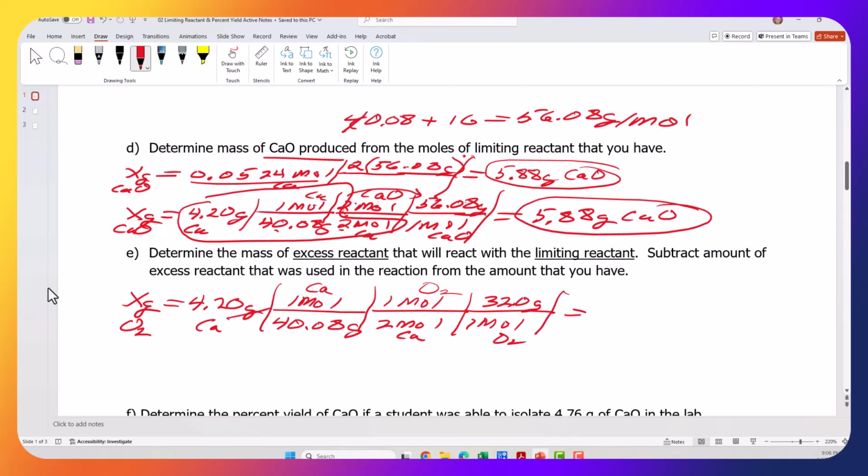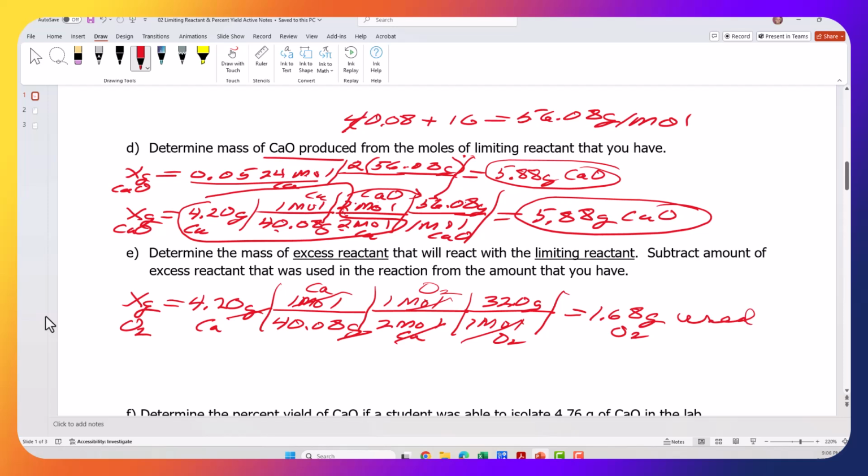Okay, so here we go. Grams of calcium will cancel. Moles of calcium will cancel. Moles of O2 will cancel. So that'll be 4.2 divided by 40.08 divided by 2 times 32. So that's going to be 1.68 grams that we're going to use. 1.68 grams of O2 that we used.